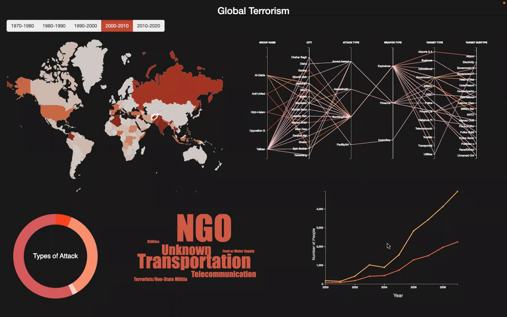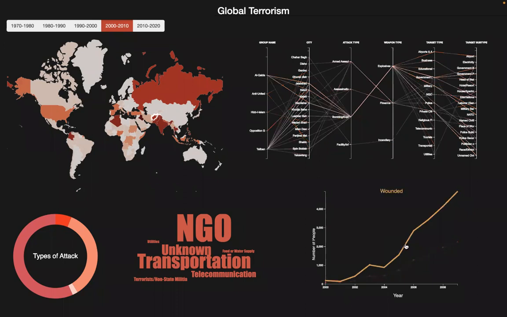So this line plot also interacts with the PCP. Once we hover over a line, say the number of wounded people, we see that the PCP highlights the attacks where the number of wounded people is higher and makes the other polylines more transparent. This gives us a view of which attacks impacted the most people.